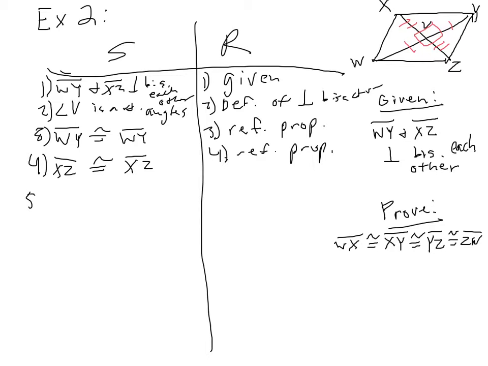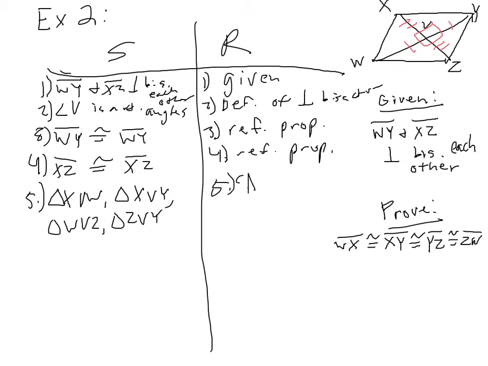And you can tell that makes 4 congruent triangles. Triangle XVW, triangle XVY, triangle WVZ, and triangle ZVY. And they're all congruent by side angle side.